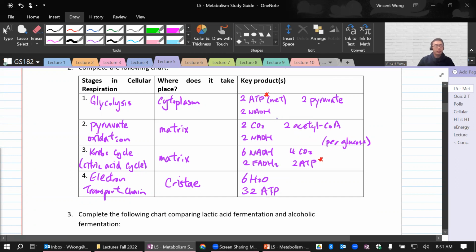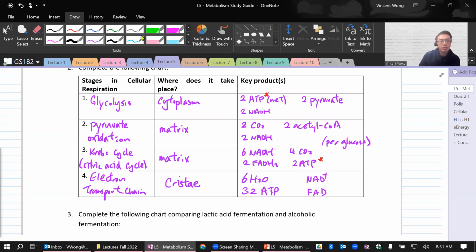Remember, for each glucose we will make up to 36 ATP, right? So far we only made 4. That's why we need to make 32 more. And you will also regenerate NAD plus and FAD. Okay, never mind the numbers here, like how many of each. You just have to know that they are recreated, right?